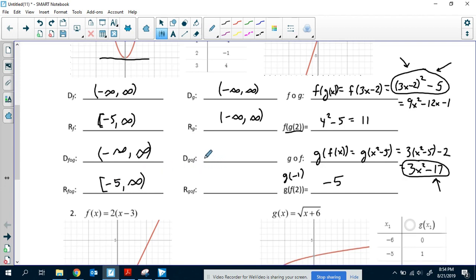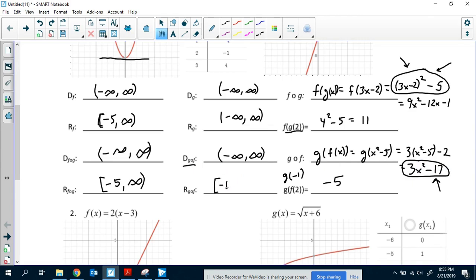The domain of g, I can substitute anything in that I want. So I have -infinity to infinity. Sorry, g of f. I meant to say domain of g of f. The range of g of f, the smallest this can be is 0. 0 minus 17 is -17. And the biggest that it can be is infinity because there's no bound on it.